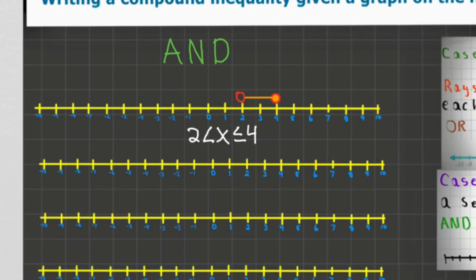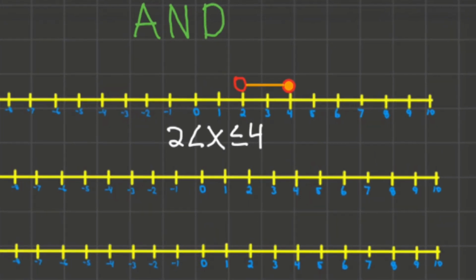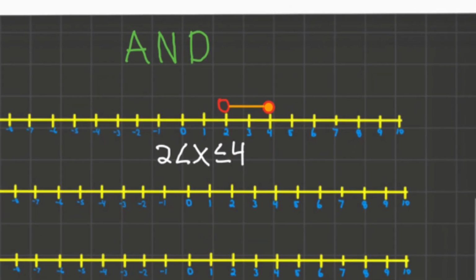Okay, so we have another and problem. We know it's an and problem because we have a line segment. Looking at the left side, we know we're going to have an open circle, so this is going to have to be less than, and this is going to be a closed circle, so it's going to have to be less than or equal to. So I'm going to read it from the middle: x is greater than 2, but not including 2, and then x is less than and including 4, so you have this right here.